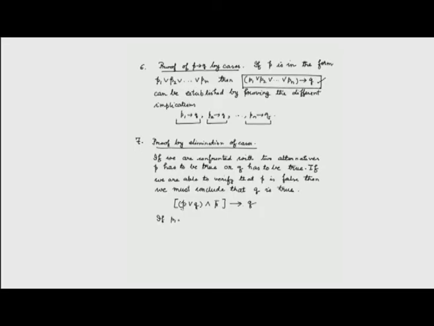If P1 up to PN are n propositions, then P1 or P2 or ... or Q, and P1 negation, P2 negation, and so on PN negation, this implies Q is a tautology.